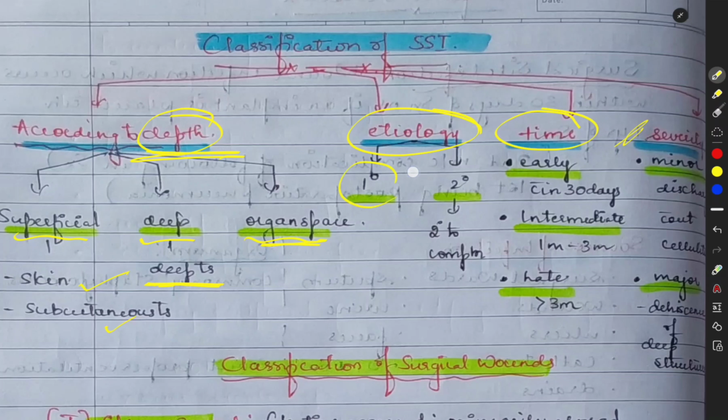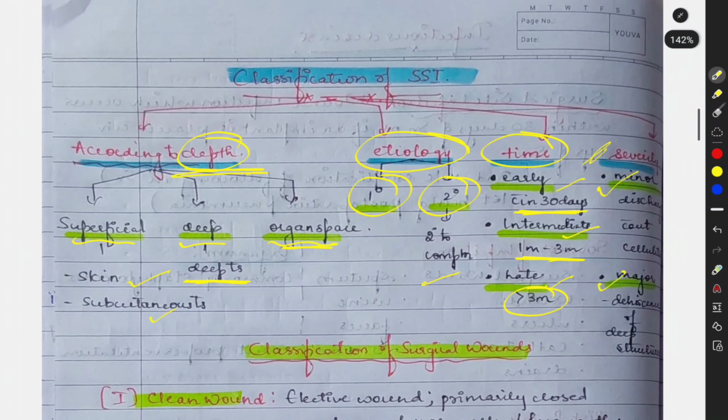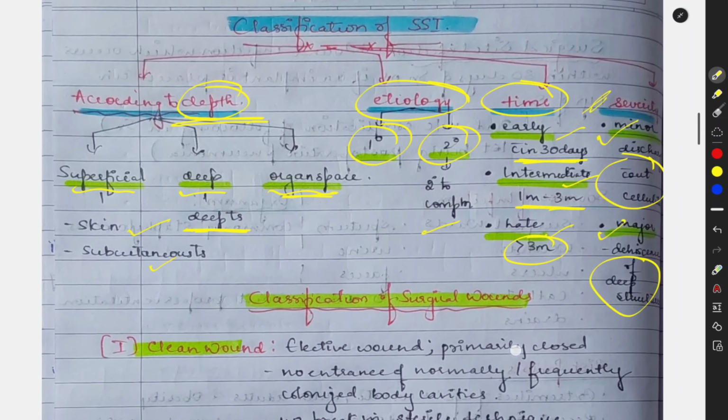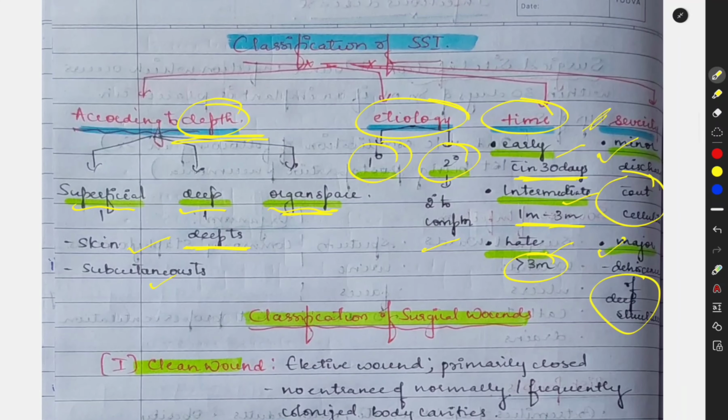Based on the etiology, it can be a primary surgical site infection or secondary to certain complications. Based on time, it is classified into early, intermediate and late. Early is within 30 days, intermediate is within 1 month to 3 months, and late is more than 3 months. Based on the severity, SSIs are classified into minor and major SSI. Minor SSIs just involve discharge without any cellulitis, but major will have dehiscence of the deeper structures. This is the classification of SSI based on depth, etiology, time and severity.